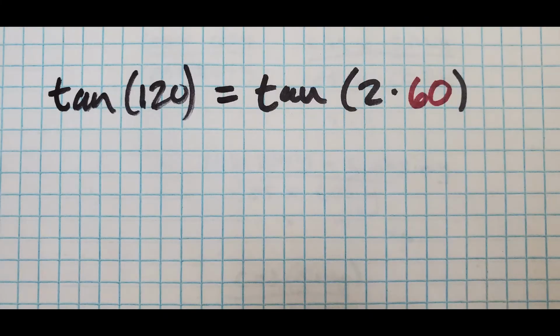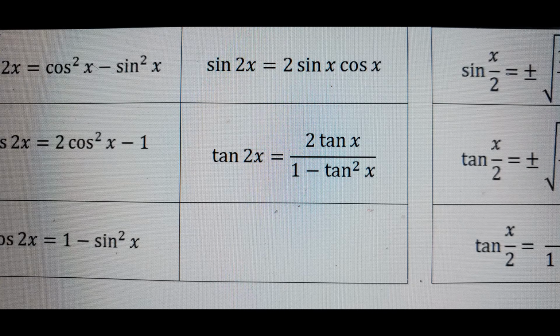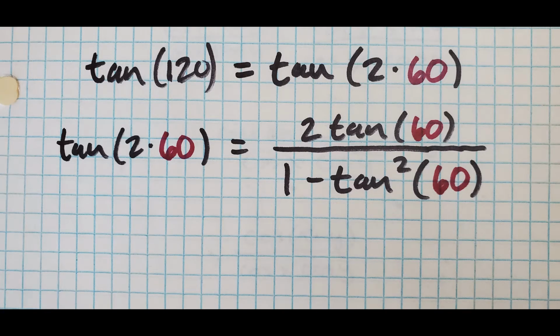Once again, we're going to do the same trick. Tangent of 2 times 60. 60 is what we're going to be using. So this is the formula off of our sheet. Take the x's, in this case, we're going to be all 60s. So tangent of 2 times 60 is all that stuff over there on the right. Now this one gets a little more algebra involved, but it's the same basic process.